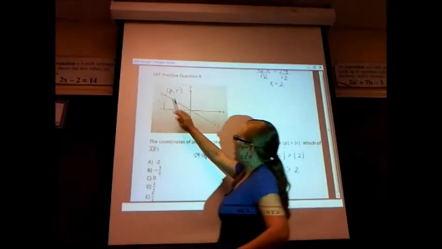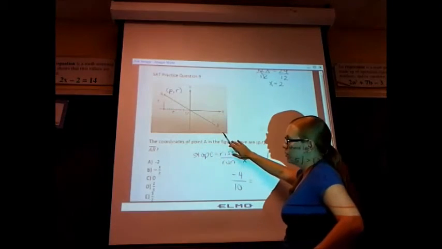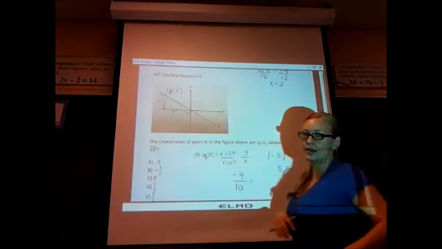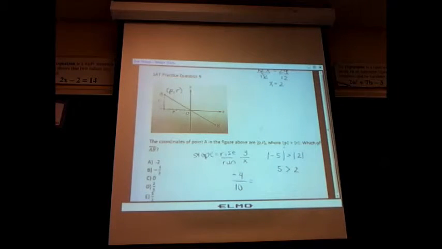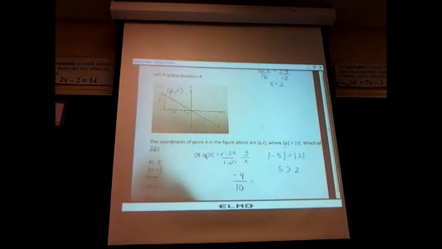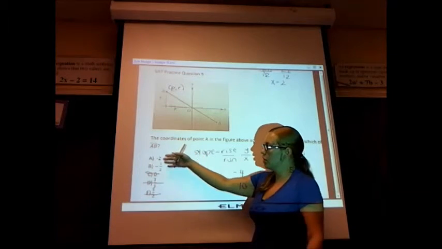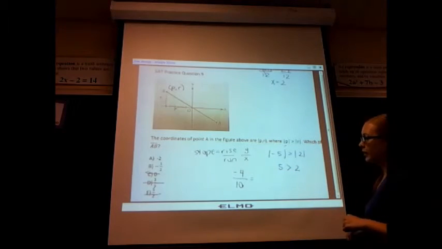Obviously, that's not one of my answer choices, but I can already start eliminating. I know that this line is going downhill, which means it has a negative slope. My answer can only be A or B. So I'm going to cross off C, D, and E. Those are definitely not possible answer choices. I'm stuck between -2 or -1/2.